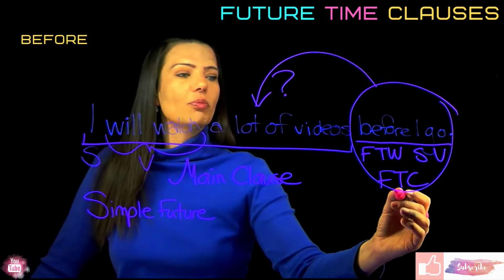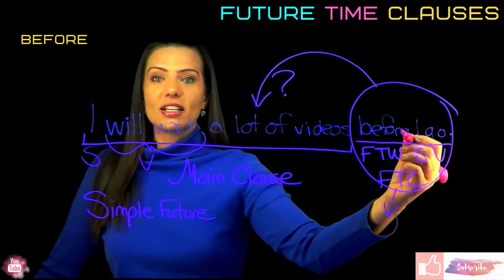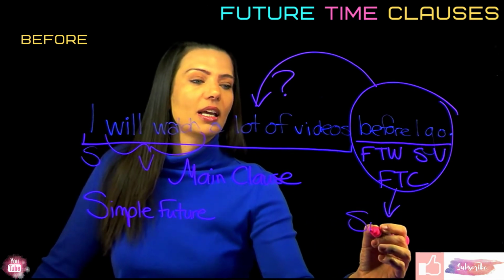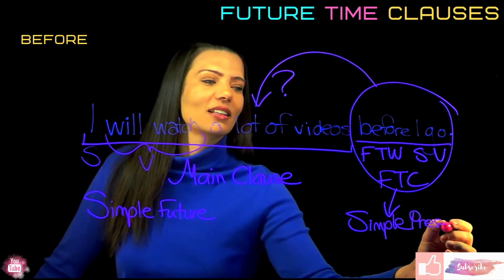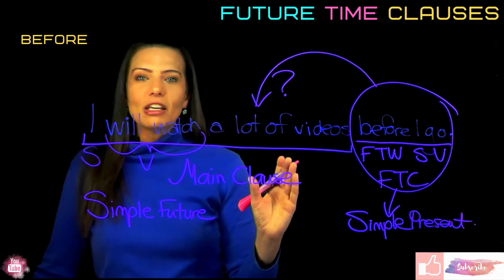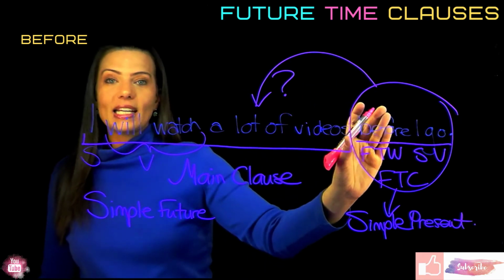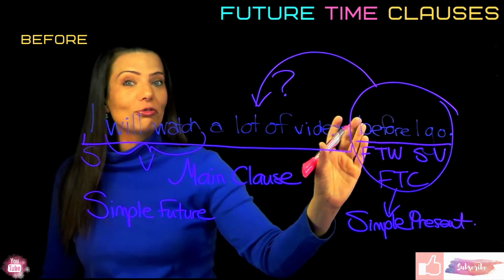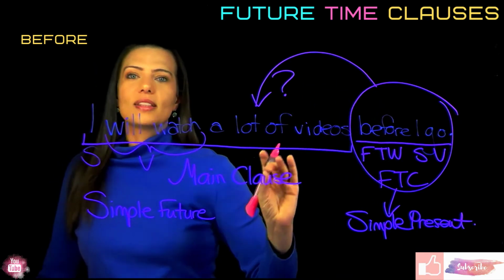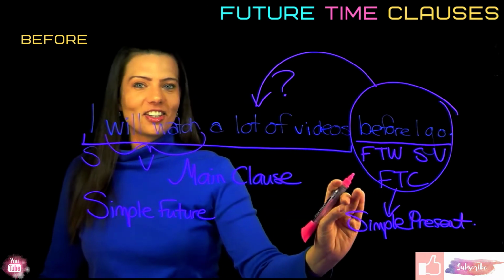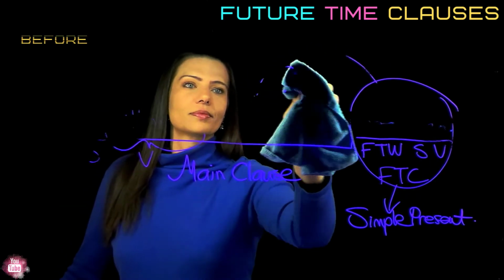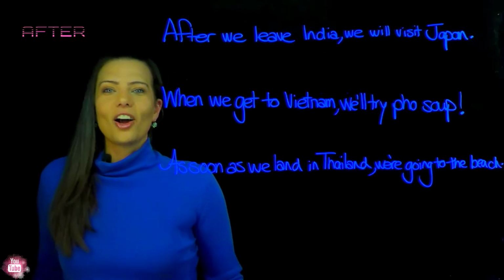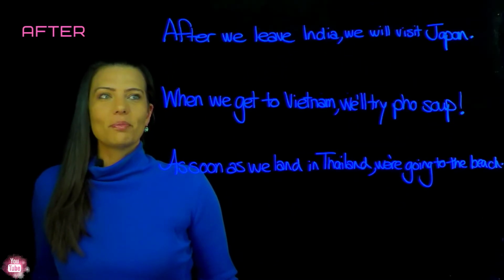Now what's very important here again is that this verb tense is written in the simple present. Okay? Even though that event is happening in the future, we still use the simple present in the clause. All right, let's take a look at some other examples.